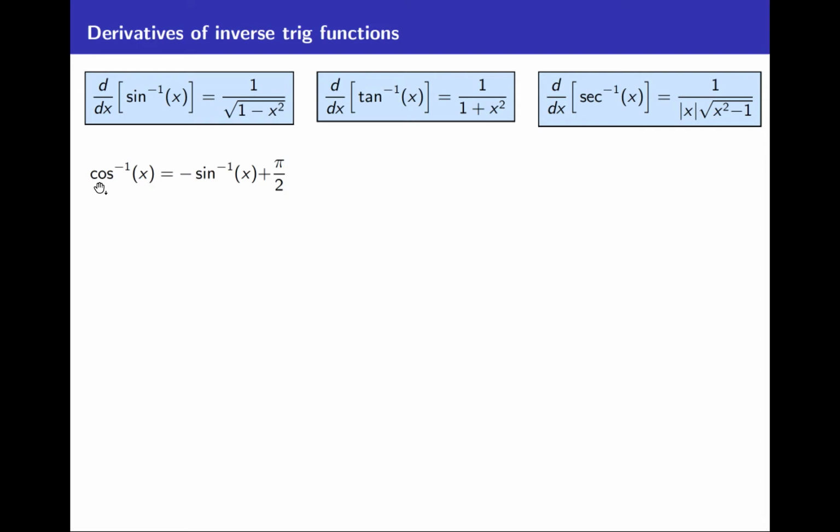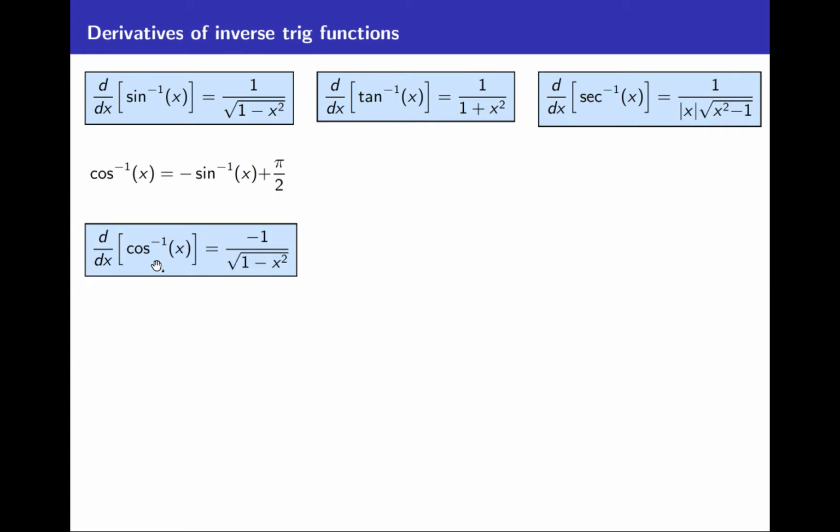This tells us that we can always get cosine inverse in terms of sine inverse. But also, if we're looking for the derivative of cosine inverse of x, that would be the derivative of minus sine inverse of x, which is negative this expression, plus the derivative of pi over 2, which would be plus 0. So right off the bat, we get the derivative of cosine inverse of x is negative 1 over the square root of 1 minus x squared. And that's a new rule. The derivative of cosine inverse of x is just negative the derivative of sine inverse of x.